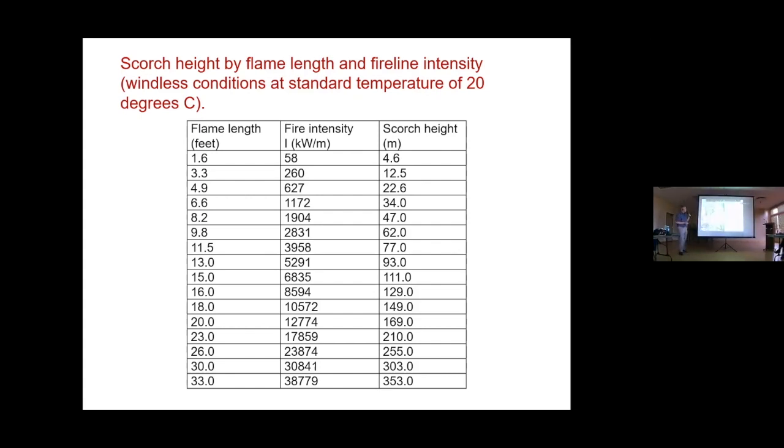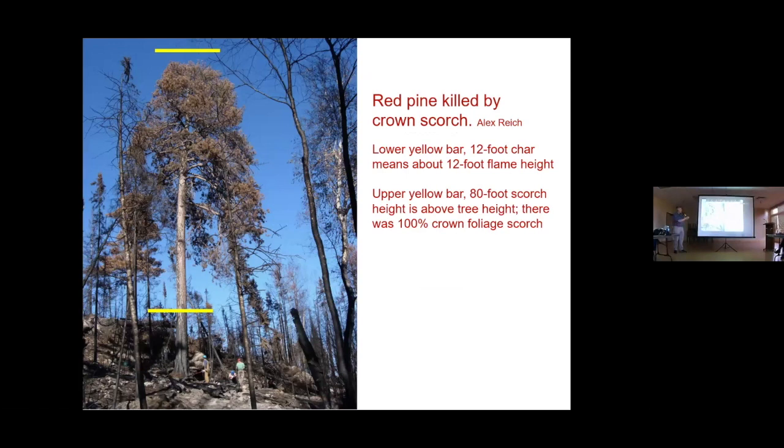So here's an example. This is a 300-year-old red pine. The flame was about that high where that yellow bar is, and there's actually another yellow bar at the top here at the 80-foot level, but the flame that tall killed the foliage all the way to the top of the tree. So the tree died because it had 100% foliage scorch.